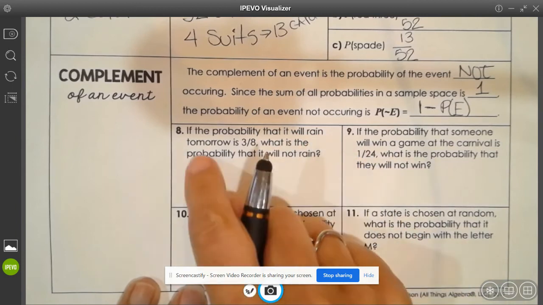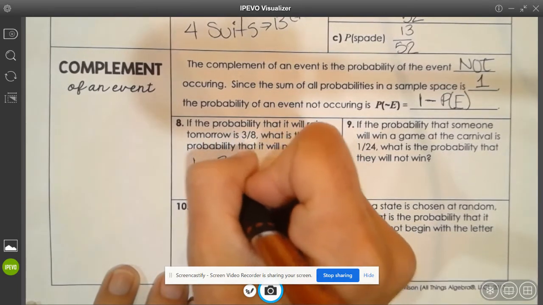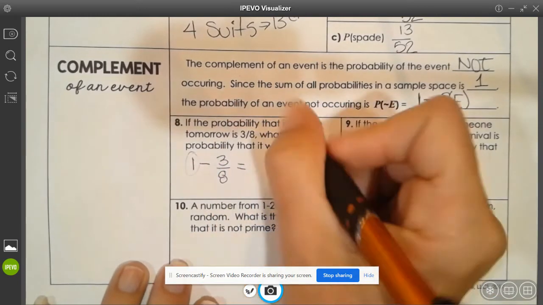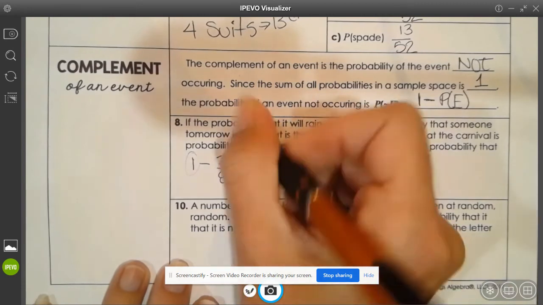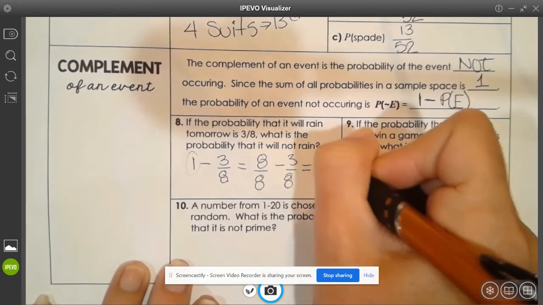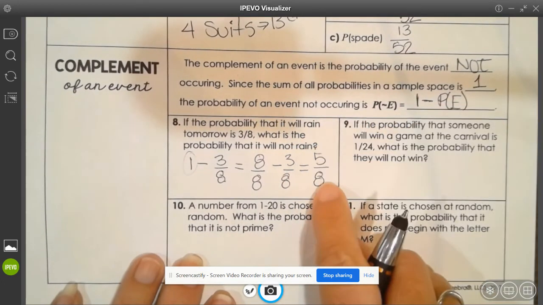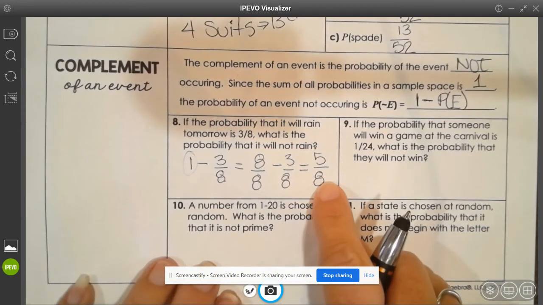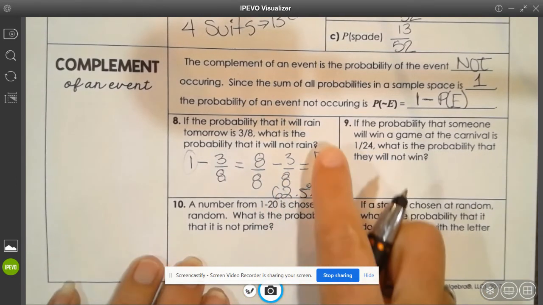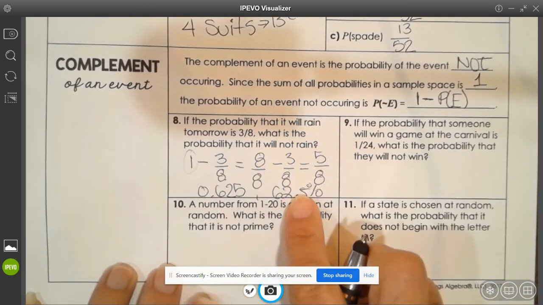If the probability that it will rain tomorrow is 3 over 8, what is the probability that it will not rain? Well, that's 1 minus 3 over 8. We switch this into a fraction to be able to subtract that, right? So we look at this denominator, that's 8. So that's 8 over 8, which is 1, minus 3 over 8, that gives you 5 over 8, okay? So this is the probability of the event not happening. And 5 divided by 8 is 62.5%. That's the percentage, right? Because you divide 5 by 8, and then you get 0.625, and then that's times 100.